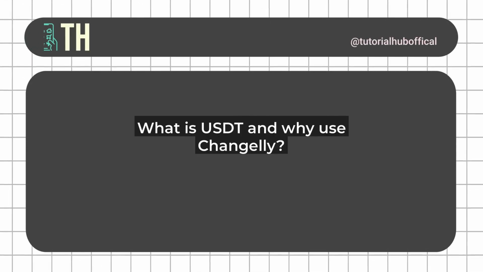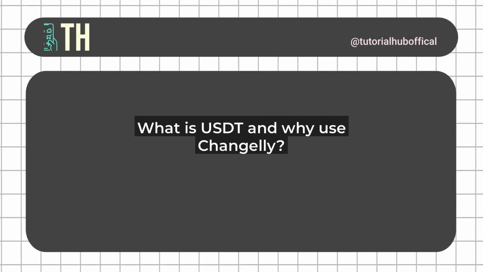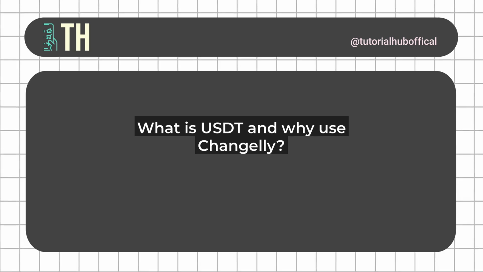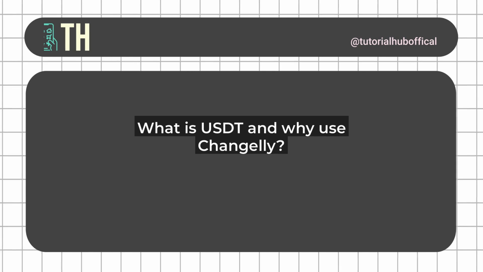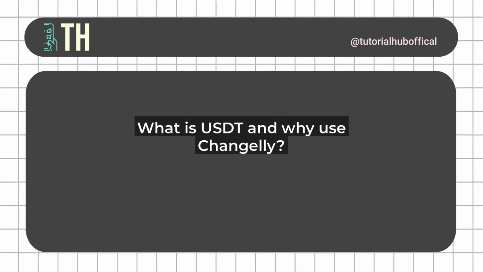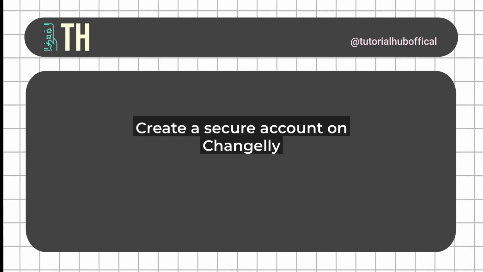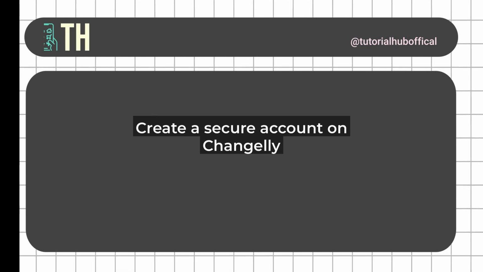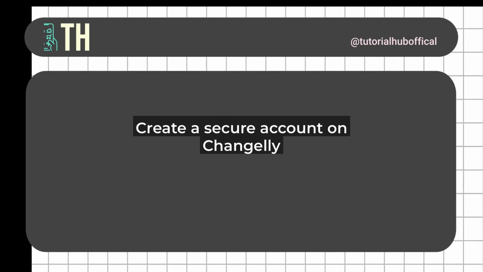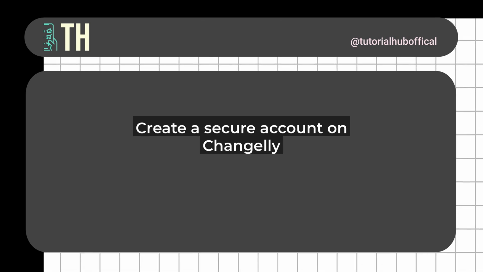Today, we're diving into how to buy USDT on Changelly, full guide for 2025. If you're new to crypto, USDT, or Tether, is a stablecoin that's pegged to the US dollar, making it a reliable option for transactions without the wild price swings of other cryptos. Changelly is a fast and user-friendly platform that lets you buy, sell, and swap cryptos easily. Whether you're a beginner or looking to refresh your skills, this step-by-step walkthrough will get you set up in no time.